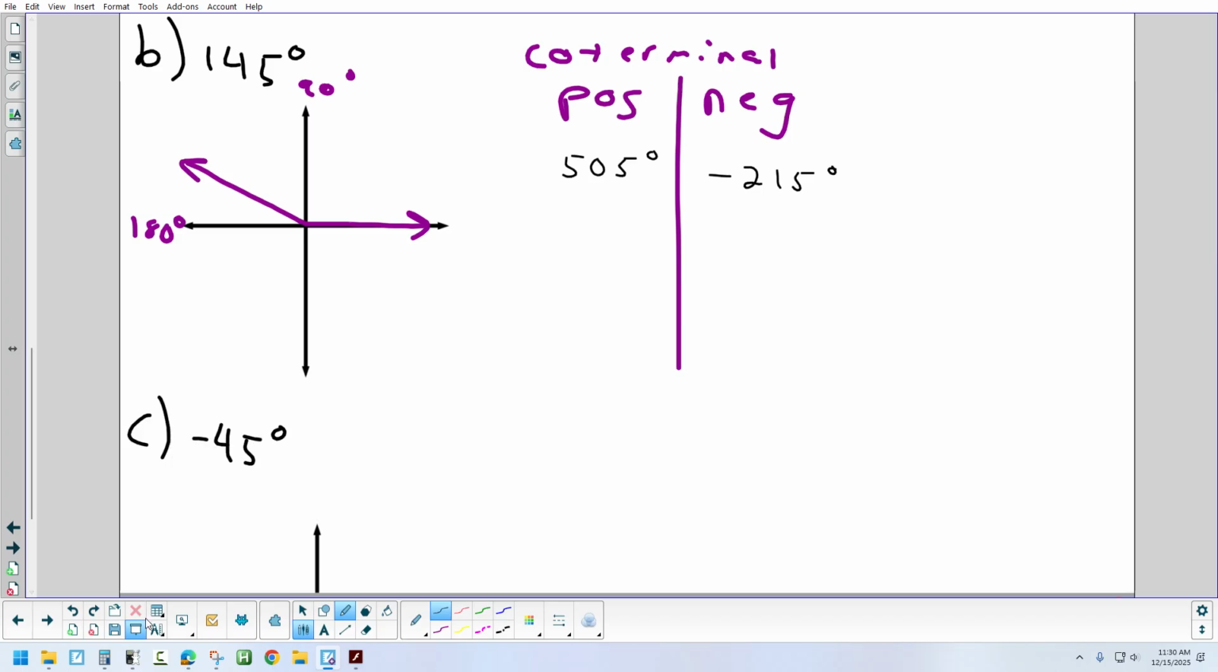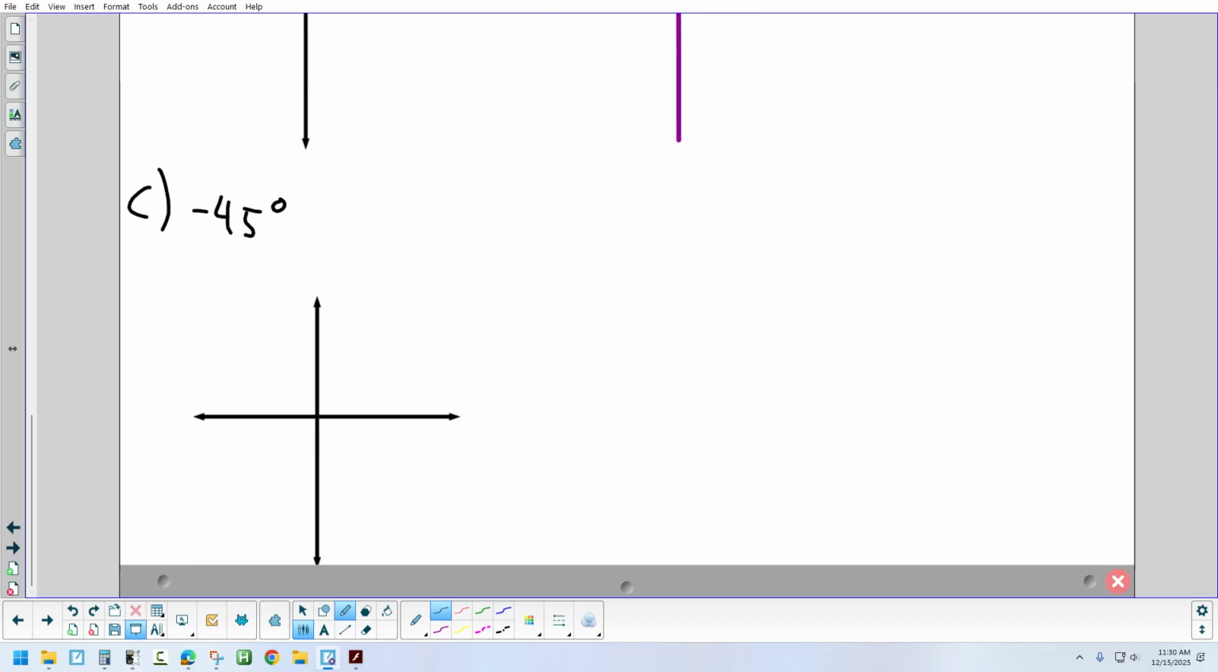Let's do one more of those. This time, negative 45. That's my initial. Where's negative 45 going to be? Start with the quadrant. Yep, it's going to be in quadrant 4. A little past halfway, halfway, or before? Yeah, it's exactly halfway. So think of the terminal side. It's like a line with a slope of negative 1.